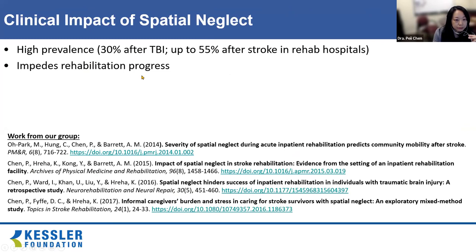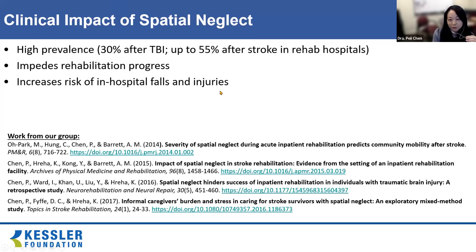Spatial neglect impedes rehabilitation progress. Patients who have spatial neglect recover much slower or have difficulty hitting the milestones for rehabilitation outcomes than patients who do not have spatial neglect. And there is an increased risk of in-hospital falls and injury. It doesn't matter whether patients have mild or severe neglect in this case. Once they are physically strong enough to walk around, because they are not paying attention to their environment as fully and completely as other patients, they easily fall and get injured.